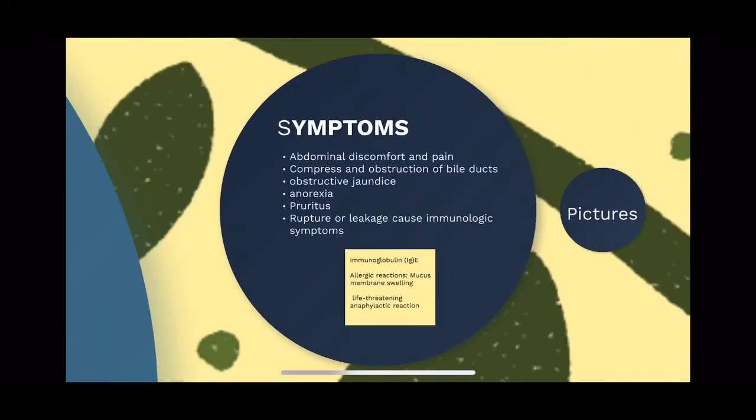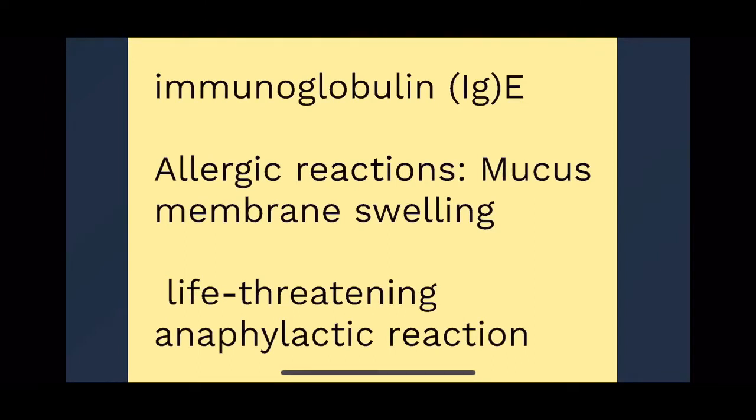The symptoms of the hydatid cyst are first abdominal discomfort and pain. Also, it can cause compression and obstruction of the bile ducts that lead to obstructive jaundice. Also it can cause anorexia, pruritus, and in the case of a rupture or leakage of the cyst, it can cause immunologic symptoms like a response of the immunoglobulin E, an allergic reaction. The most common are mucous membrane swelling, and in the worst case, a life-threatening anaphylactic reaction.